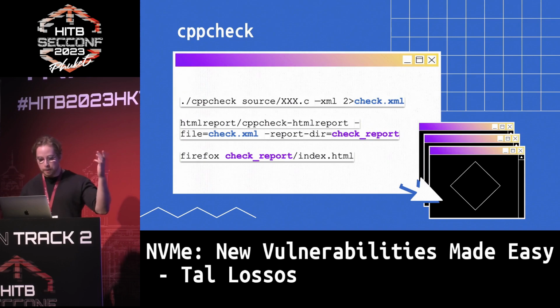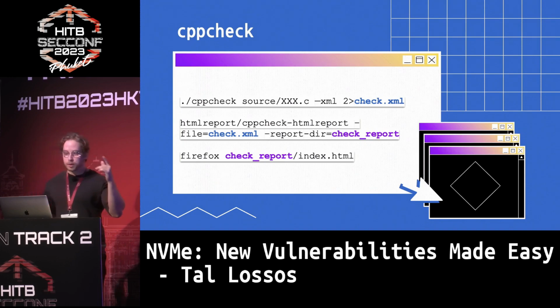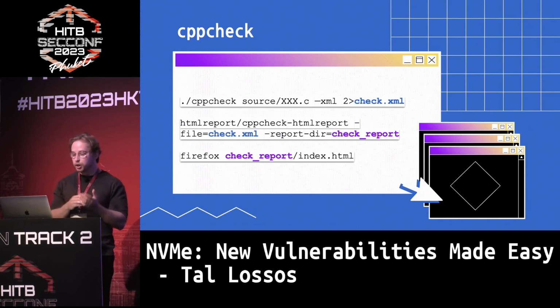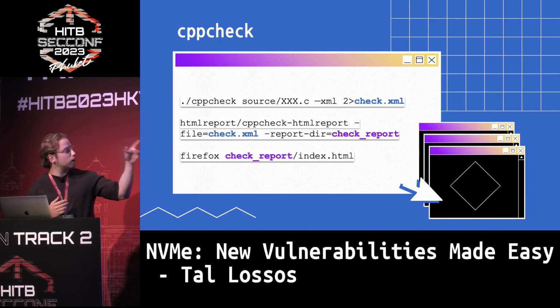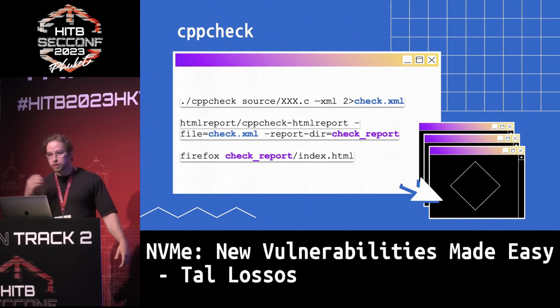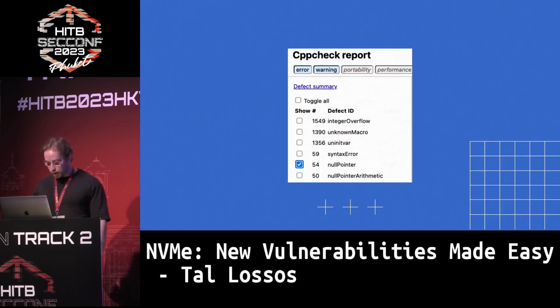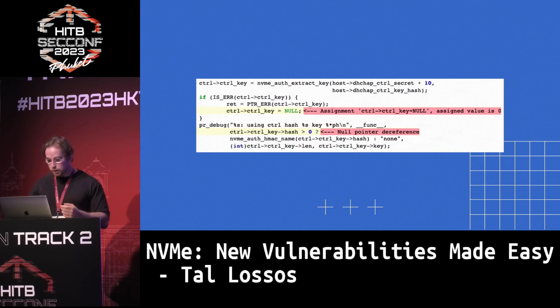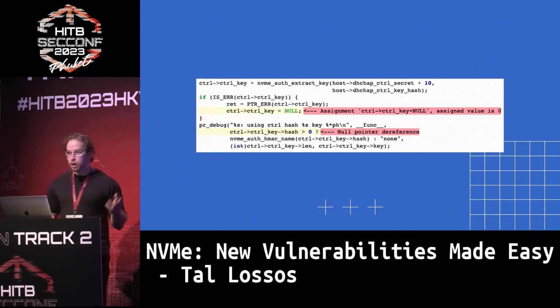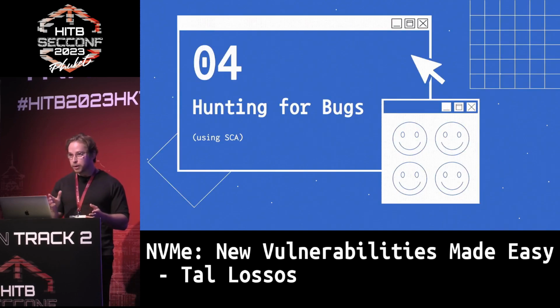And if you download it from the source code itself, it has a built-in HTML converter. So you just pass it the XML and it outputs HTML files, and then you can open it in your favorite web browser and it will potentially look something like this. And here you can filter by the type of bugs that you want. Here, for example, I chose null pointer, and if you found something, it will look something like this, and maybe something like this. And obviously after this, you have to check the vulnerability by yourself, okay?